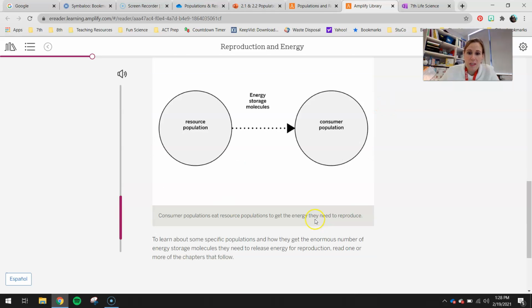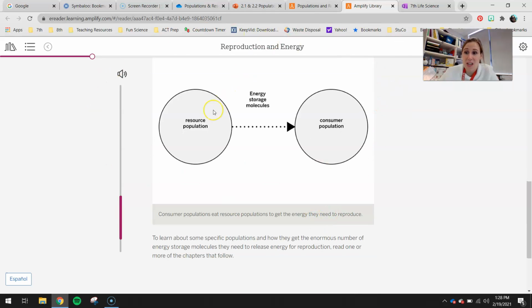So this just shows a little mini food chain here. It doesn't give any specific examples of animals, but it shows that a resource population gives its energy to a consumer population. So notice the direction that the arrow goes. I think a lot of times a mistake kids make when they're doing a food web is that they draw the arrow backwards, with the consumer population pointing towards the resource population. But what you're indicating with these arrows is the direction that the energy flows. So a consumer population may eat a resource population, but the resource population is giving its energy to the consumer population.